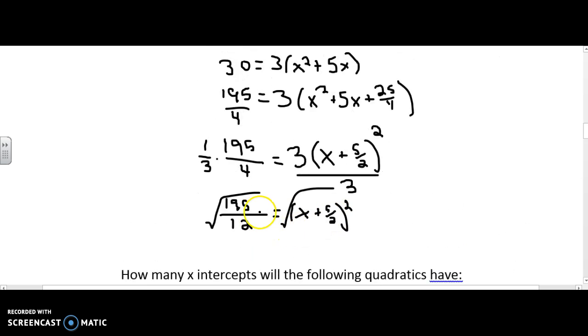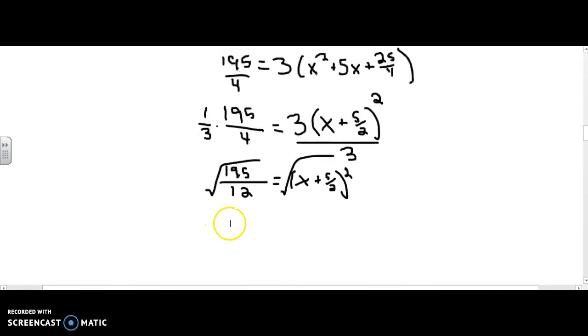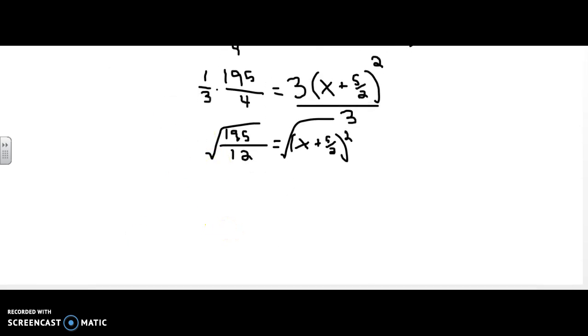Okay. And then in the denominator, let me make some more room for myself here real quick. In the denominator, we're going to take out a perfect square. We can take out 4. So we're going to have 2 and then root 2 in the denominator.